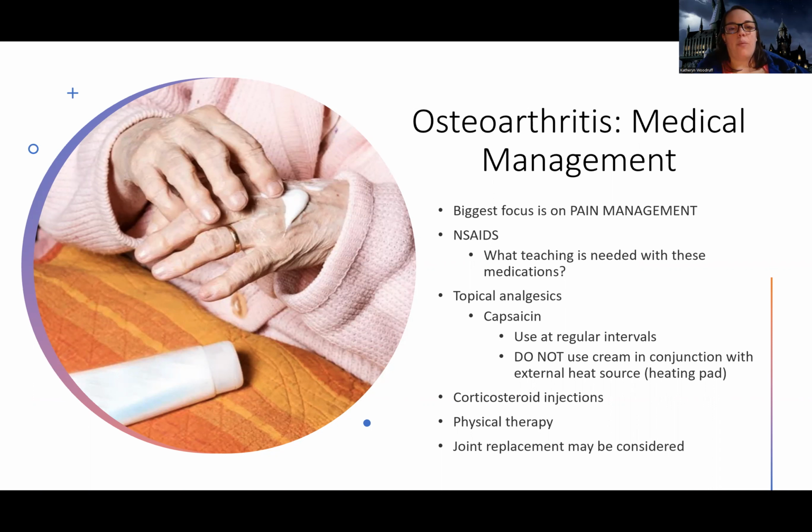Let me see if there's anything else I want to add there. I think those are the main things. I think the only other one I was going to say is just if it's aspirin, which we usually use.